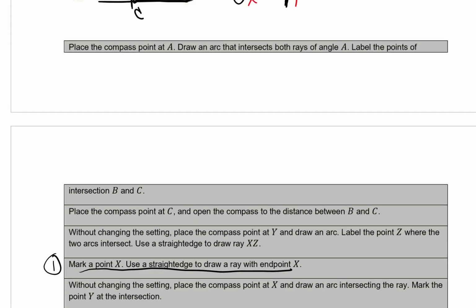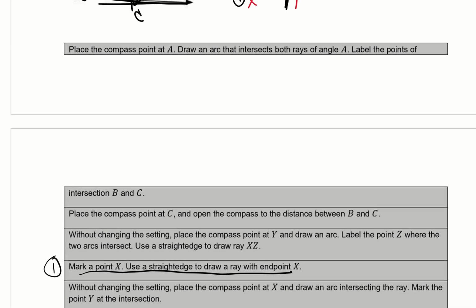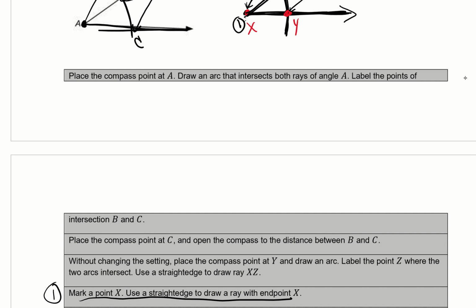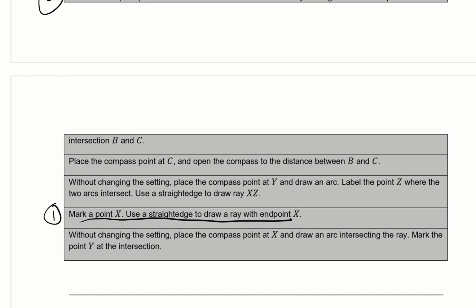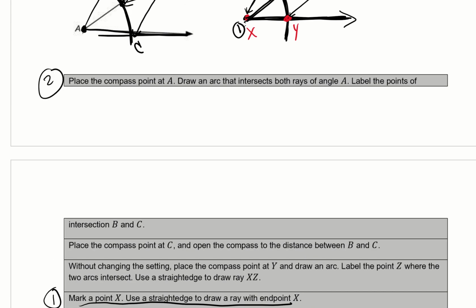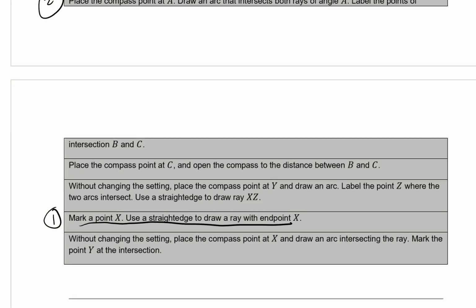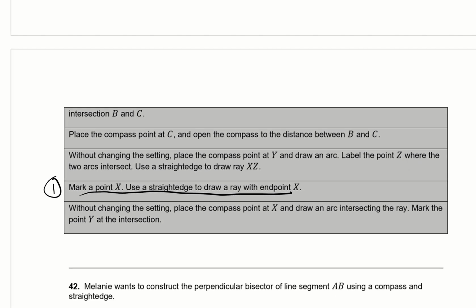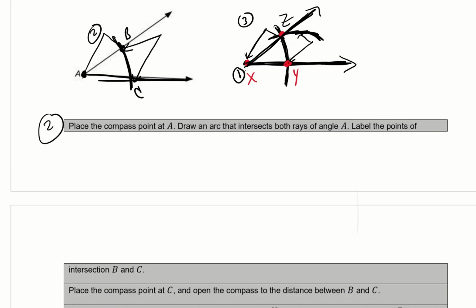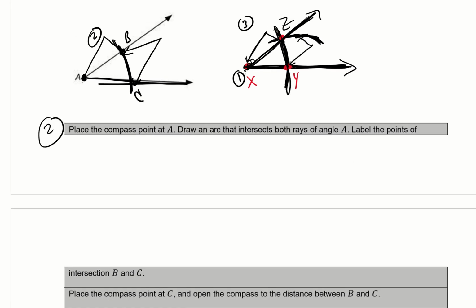The second step, you want to make sure that you place the compass at point A, and then draw an arc that intersects both, and then mark them B and C, which is what I did. All right, next, without changing the setting, place the compass at X, and then draw an arc intersecting the ray. So that's this part right here, place it here, and draw this arc. And then label that Y.